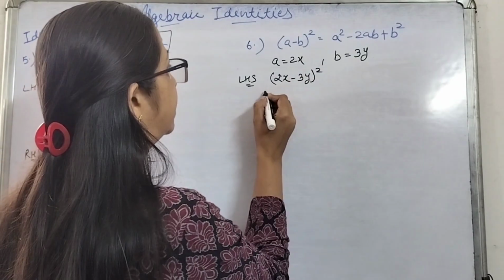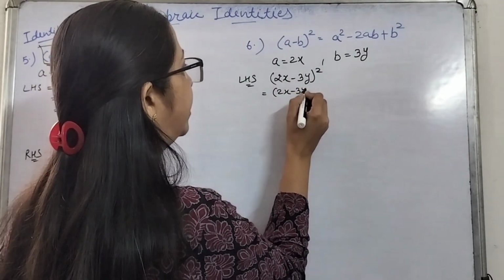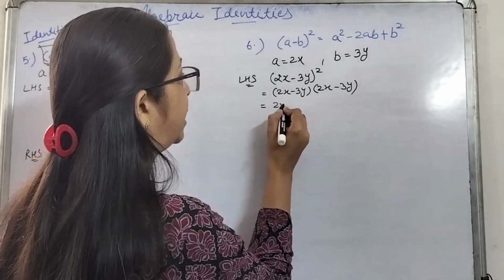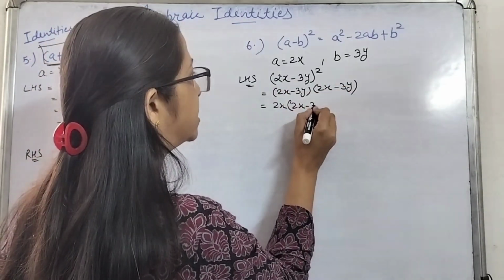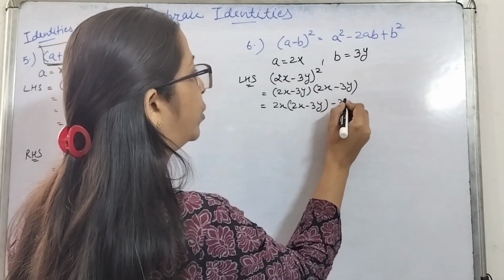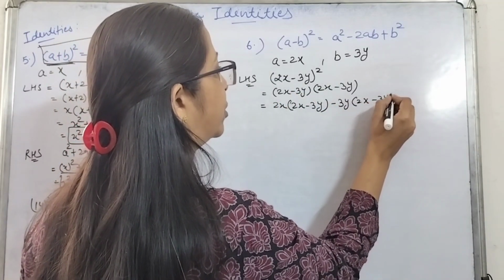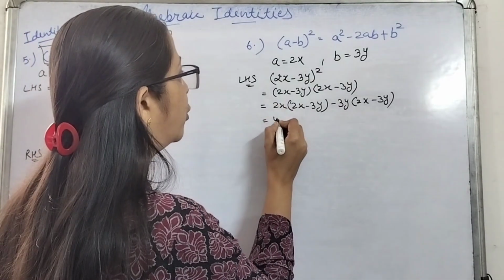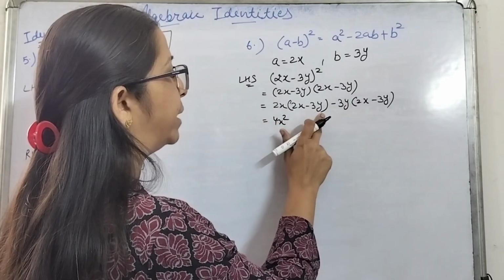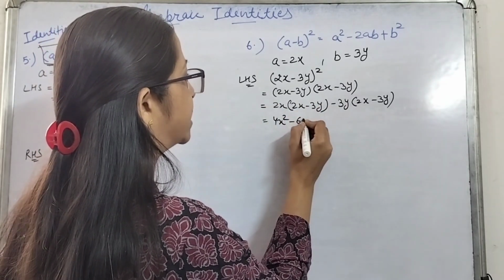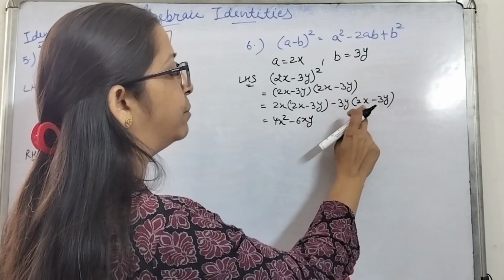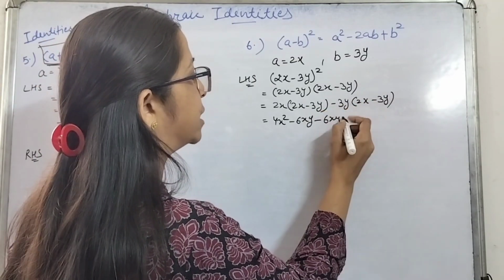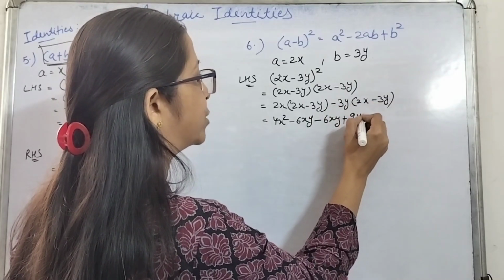If we solve it, then it will be (2x minus 3y) multiplied by (2x minus 3y). Then 2x will be multiplied by the whole bracket, that is (2x minus 3y), and this minus 3y will be multiplied by (2x minus 3y). If we multiply it, 2x multiplied by 2x will be 4x square. 2x multiplied by minus 3y will be minus of 2 3s are 6xy. Minus 3y multiplied by 2x will be minus of 2 3s are 6xy. Minus minus will become plus, 3 3s are 9y square.